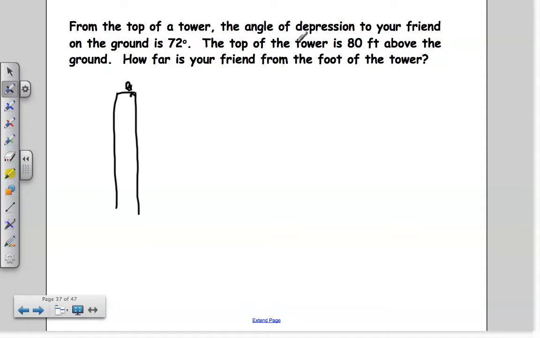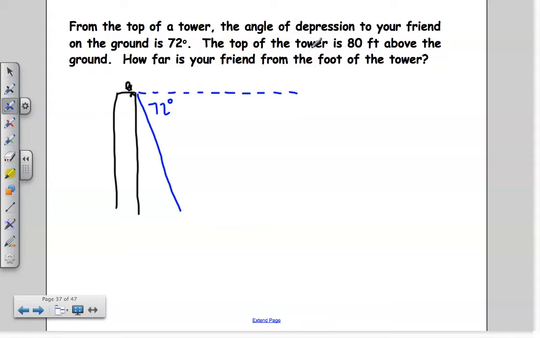The angle of depression. Okay, this is where you need to be careful. Anytime you're talking angle of elevation or angle of depression, it's always instead of looking straight ahead. Because even if you're at the top of that tower, you're probably going to be looking straight ahead. The angle of depression is how much you're turning your head downward. Instead of looking straight ahead, how much you look down. And that angle of depression is 72 degrees. So you're looking down quite a bit here. This is 72 degrees.